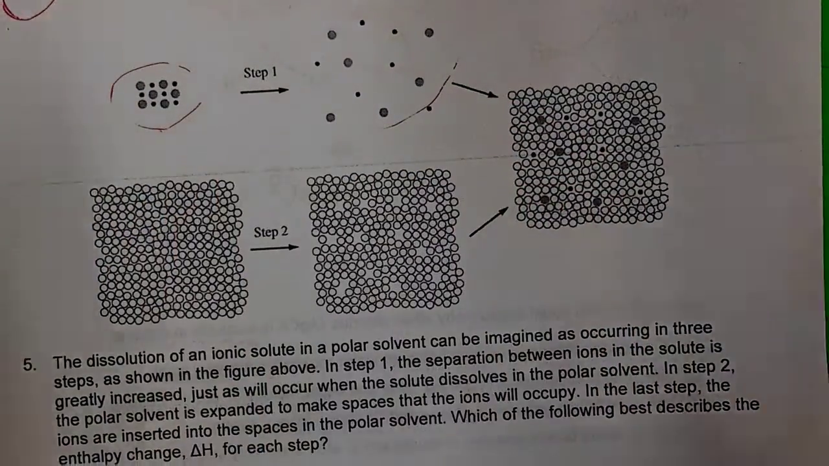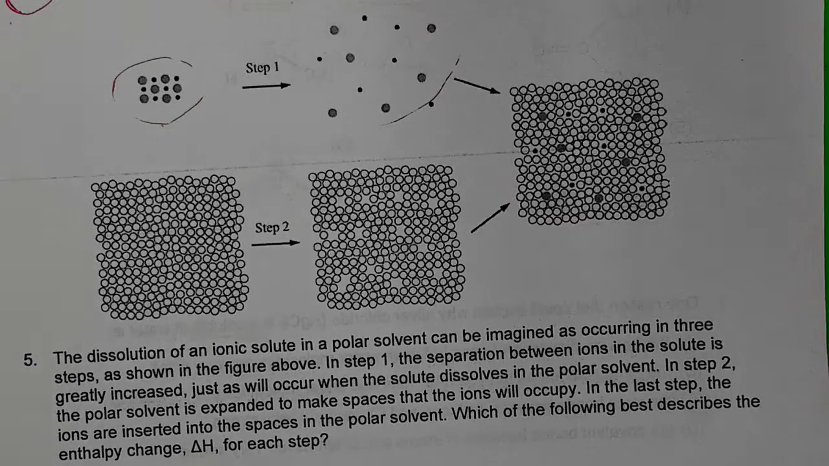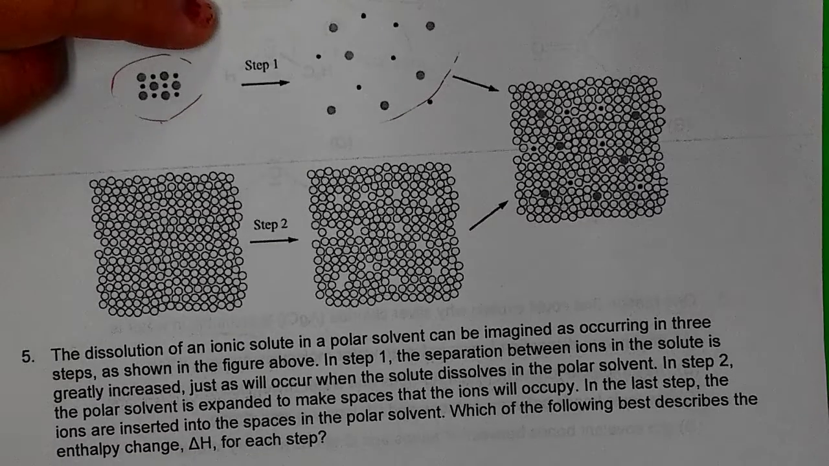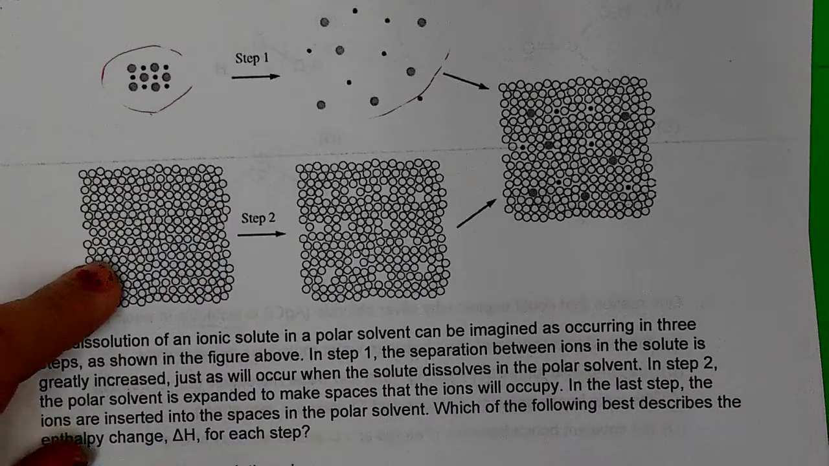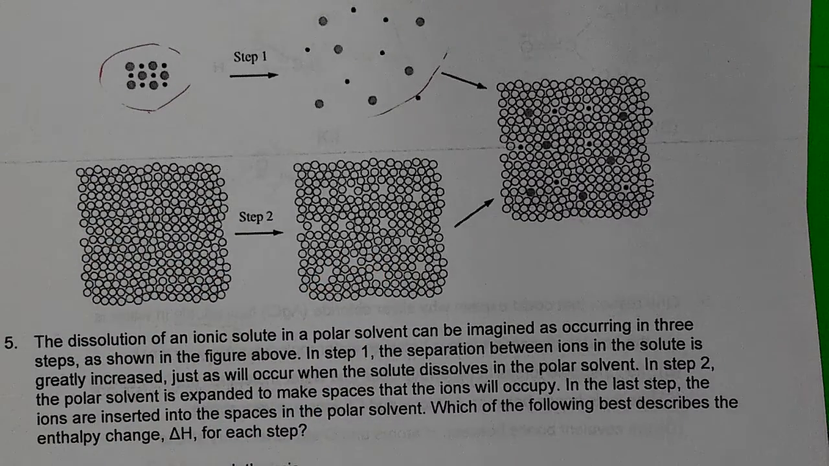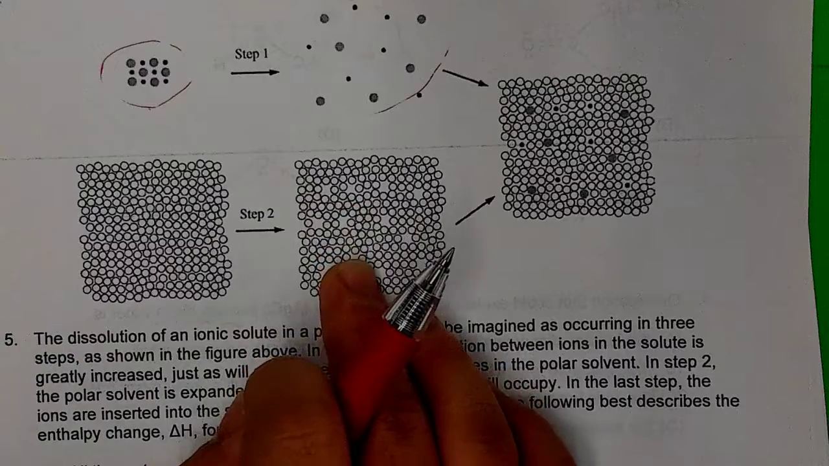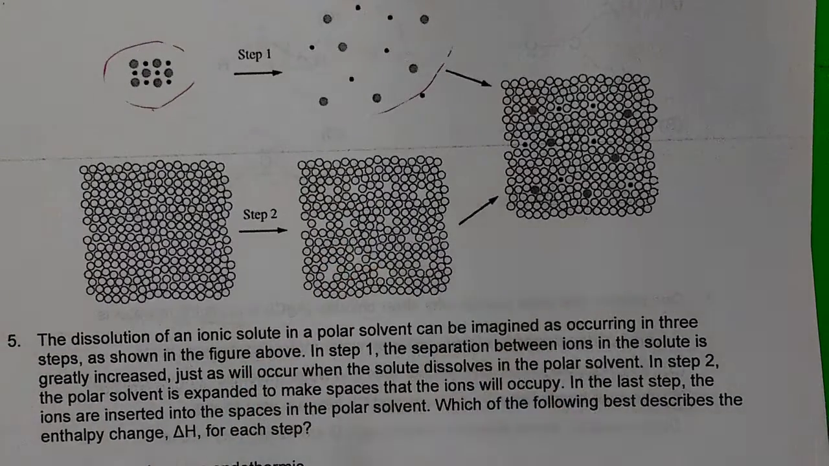You need to input energy so that they scatter, right? So it makes sense that step 1 is endothermic. Step 2, the same thing. They are together and split apart. That is also endothermic, right? Because you need to send energy for that to happen.